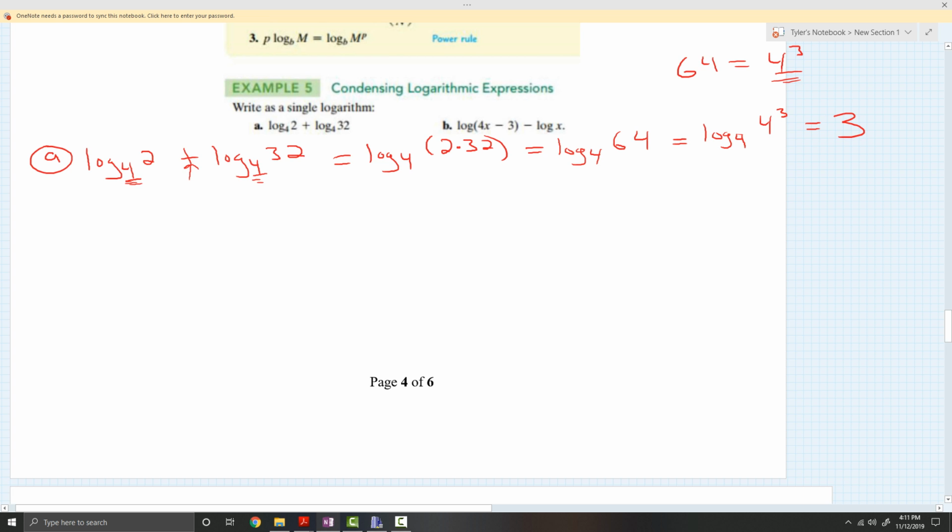Then for part B, we have log of 4x minus 3, and then minus log of x. Notice they're both the common logarithm, which means they have the same base, and I'm subtracting 2 logarithms. So that's the quotient rule. So this would be the log of 4x minus 3 all divided by x. There's really nothing I can do with that, so we can just leave that.